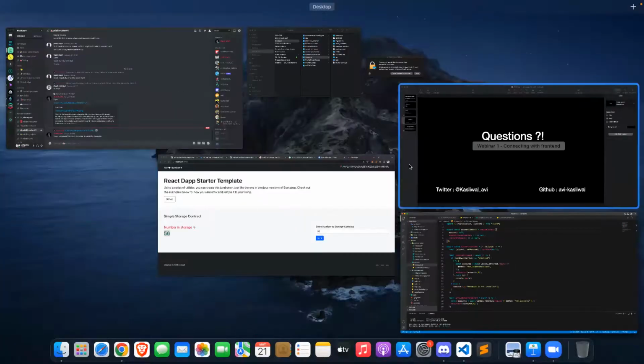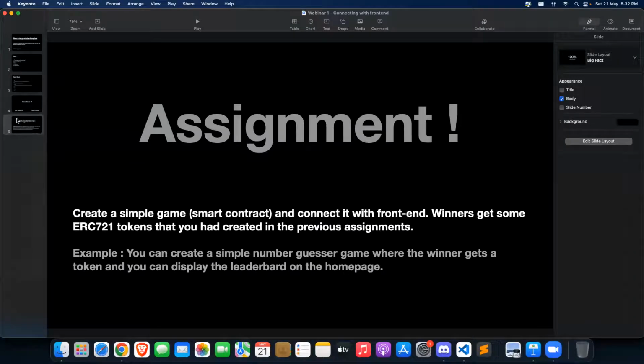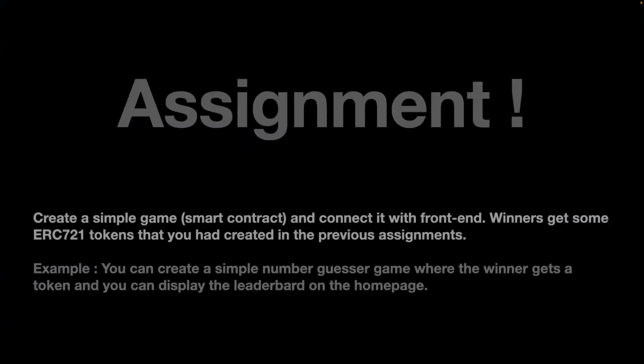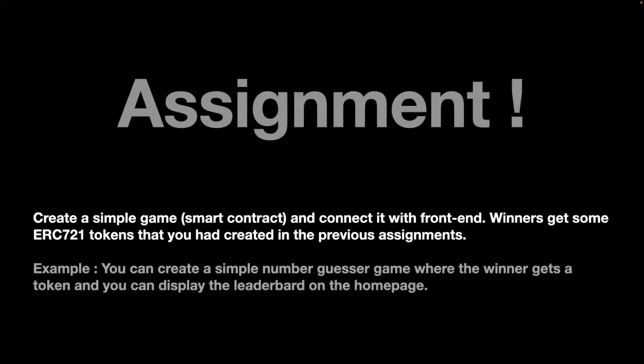Okay, then I do have an assignment for you guys, which I think you can take a week's time or more. In your previous assignment, you created your ERC 721 tokens, right? Yeah, we created ERC 721 and a staking contract. So what I want is that you create a simple game using, say, a number guessing game. Create a smart contract for it. Deploy it anywhere. You can deploy it on localhost as well. Doesn't matter. Just deploy it and share it on GitHub.